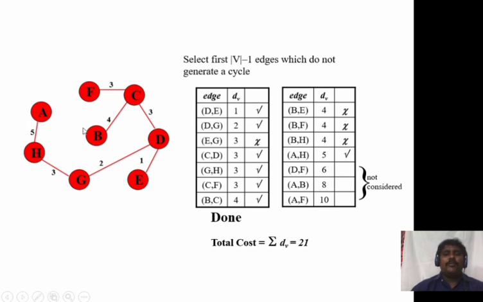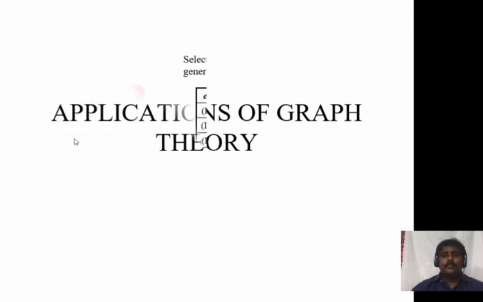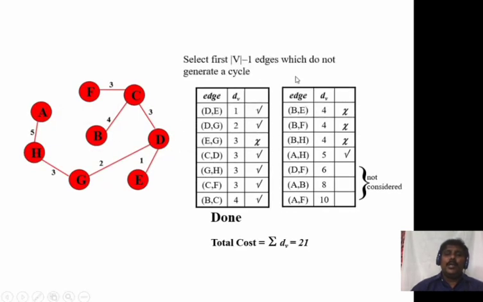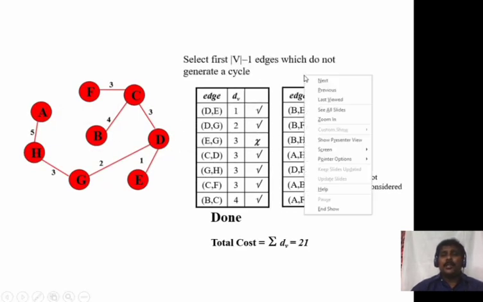Now this is the graph. So the closed graph has become an open graph, and this is the solution for the given problem by using the Kruskal algorithm. So we can easily find the cost of this by adding all the costs. So the total cost is 21. So this is about the Kruskal algorithm and the Prim's algorithm. This is about both the topics.